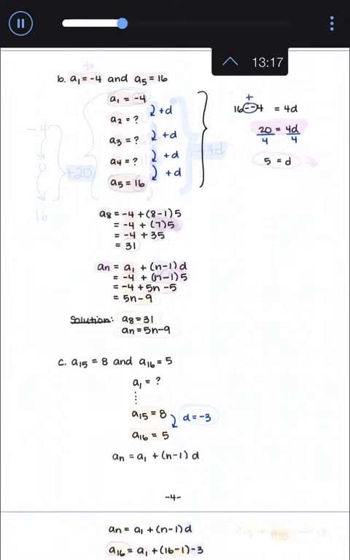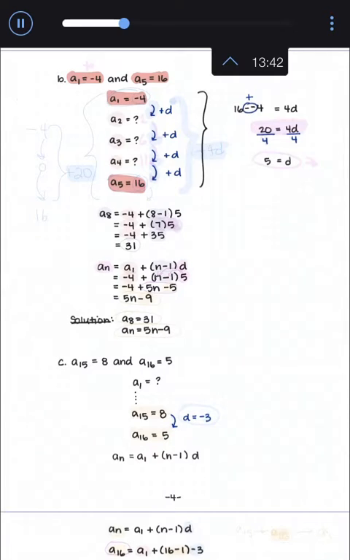Let's look at another problem. Let's look at B. Let's look at -4, which is going to be our first term, our a sub 1. And notice they don't give us our common difference D. They give us the fifth term, which is going to be equal to 16. So we have our first term, and we have our fifth term.